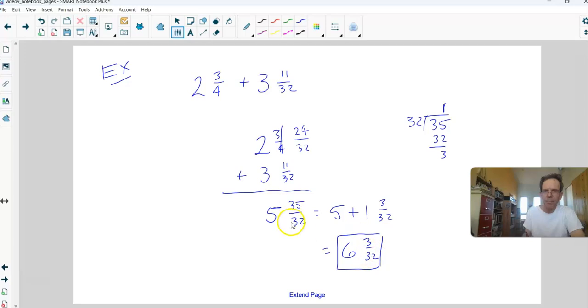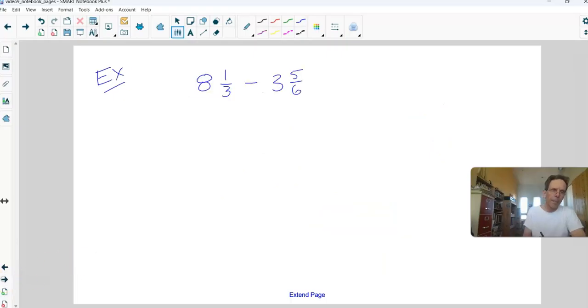Okay, you get that? Sometimes people just go, okay, we've got 35 thirty-seconds. They cross out the 35, take away 32, that'd be 3, and then cross out the 5 and add 1 to make 6. But this is maybe a nicer way to see what's going on. Okay, let's do this subtraction in vertical format. This is going to bring up another issue.